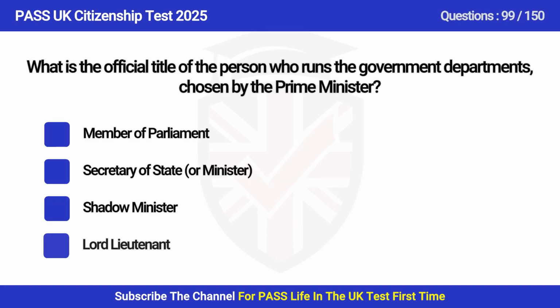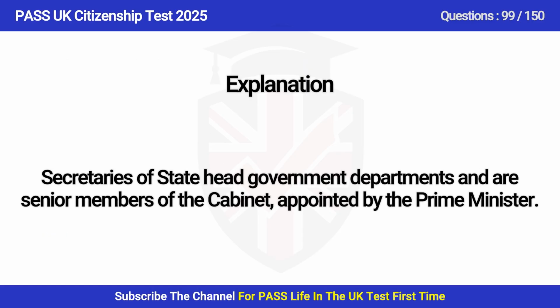Question 99. What is the official title of the person who runs the government departments chosen by the Prime Minister? A. Member of Parliament, B. Secretary of State or Minister, C. Shadow Minister, D. Lord Lieutenant. Answer is B. Secretaries of State or Ministers of State head government departments and are senior members of the Cabinet, appointed by the Prime Minister.